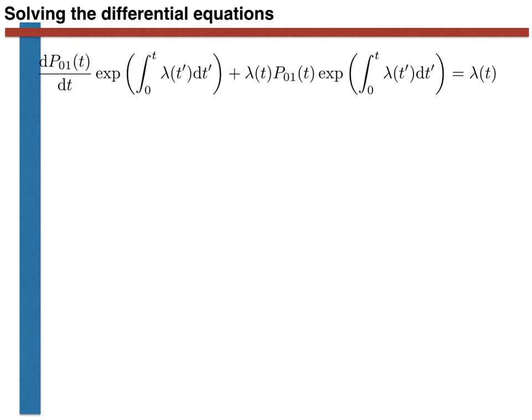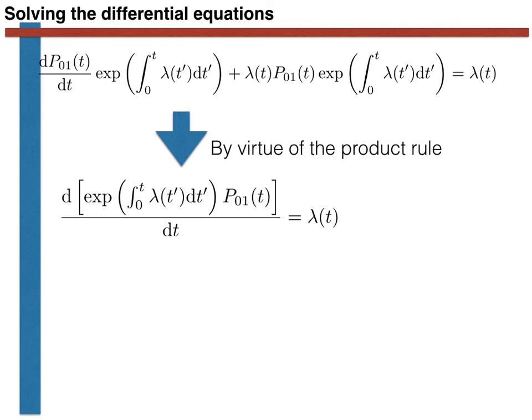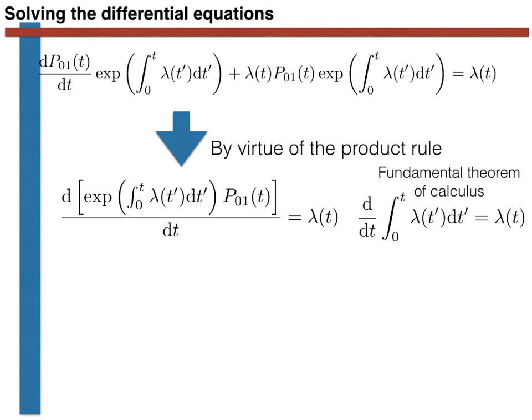The next step in simplifying the left-hand side involves exploiting the product rule and the fundamental theorem of calculus. We can use these two facts to show that the left-hand side is equal to the following derivative of a product of functions. Remember, the fundamental theorem of calculus tells us that the derivative of an integral with respect to its upper limit is equal to the value of the integrand evaluated at the upper limit. In this case, the derivative of the integral between 0 and t of lambda t prime dt prime with respect to t is equal to lambda t.